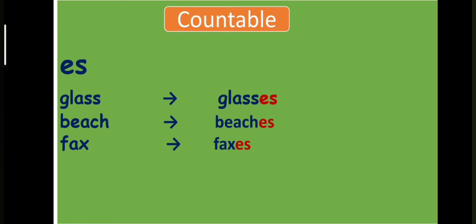And the word fax, we have an x letter at the end of this word, so in order to make it plural, you just need to add es, so it becomes faxes. And we have the word class, so in order to make it plural, you just need to add es, so it becomes classes. So this is how you can make the plural form out of the words that end with s, ss, ch, or x.